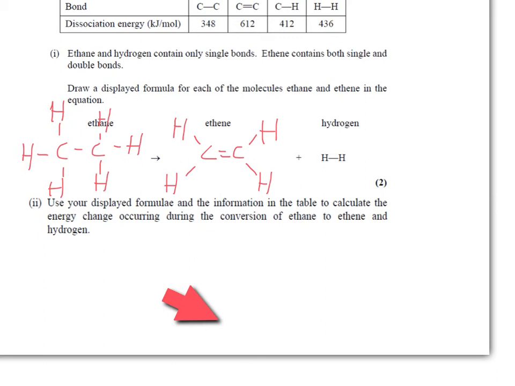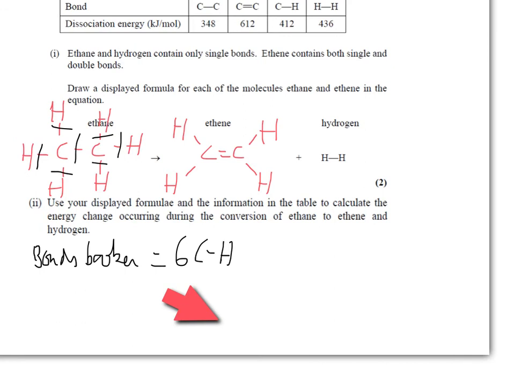So we are looking at the enthalpy change for this reaction, and we're going to have to calculate the energy required to break all the bonds initially. So bonds broken, and let's have a look at the bonds we've got. Well, we've got in our reactant 1, 2, 3, 4, 5, 6 CH bonds, and we've also got 1 CC bond.